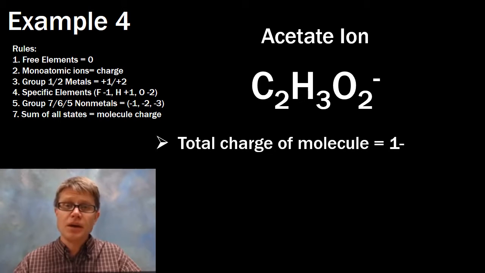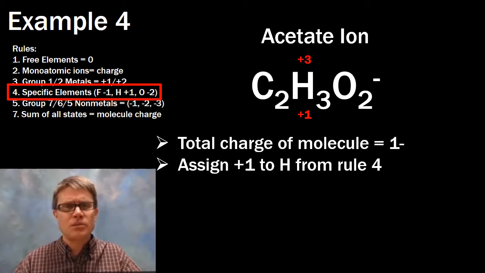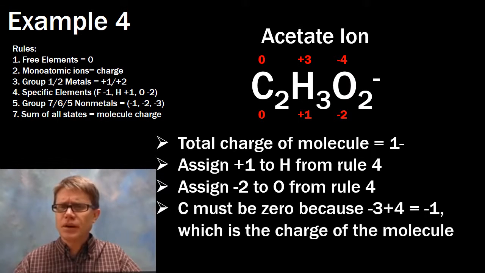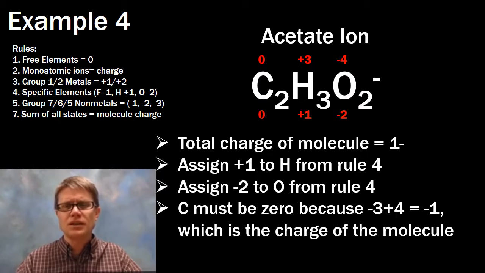Our fourth example is the acetate ion. The total charge of the molecule is -1. We can assign a +1 to hydrogen from rule 4 and sum it up to +3 because there's 3 of them. We'll assign a -2 to the oxygen from rule 4 and we'll get a -4 overall. We can add those together, we see we get -1, so carbon must have an oxidation state of 0 to retain the -1 charge overall.